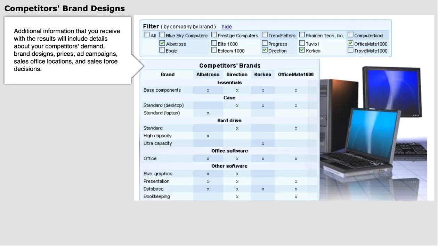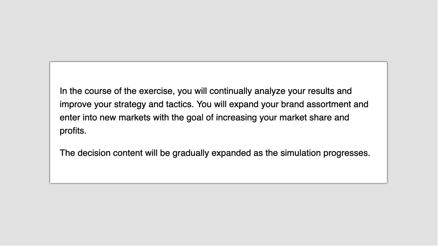Additional information that you receive with the results will include details about your competitors' demand, brand designs, prices, ad campaigns, sales office locations, and sales force decisions. In the course of the exercise, you will continually analyze your results and improve your strategy and tactics. You will expand your brand assortment and enter into new markets with the goal of increasing your market share and profits. The decision content will be gradually expanded as the game progresses.